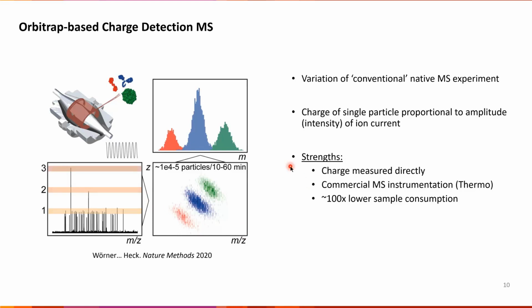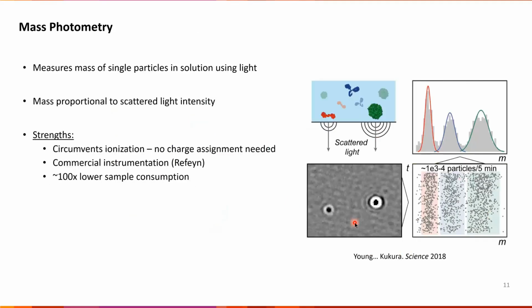So some of the strengths of this approach, like I said, you can directly measure the charge, so we're no longer relying on charge state inference. In this particular setup, it can be run on commercial mass spec instrumentation that's commercially available. As well, because of this large dilution factor, you actually end up using much less sample than you would in a conventional mass spectrometry experiment. So that's quite powerful. On the other hand, another technique that has helped us a lot is called mass photometry.